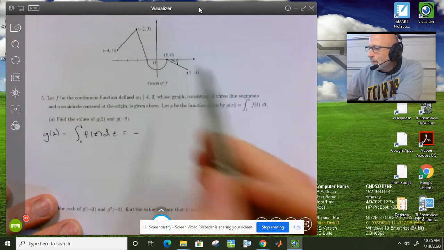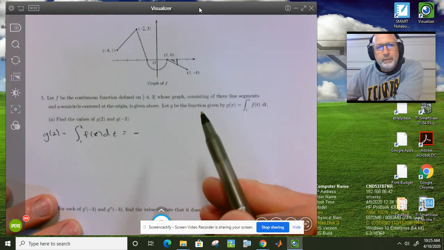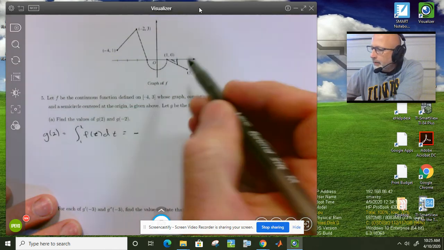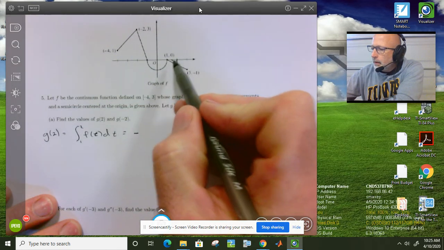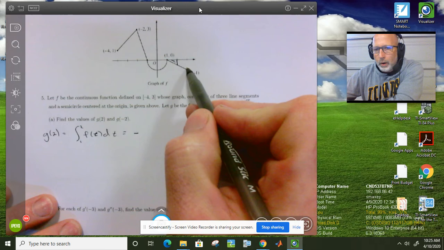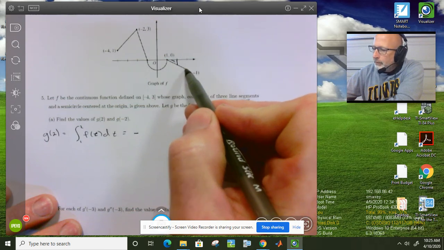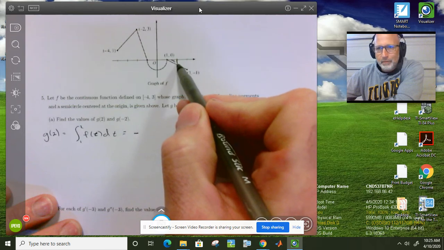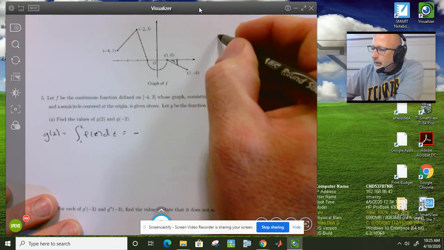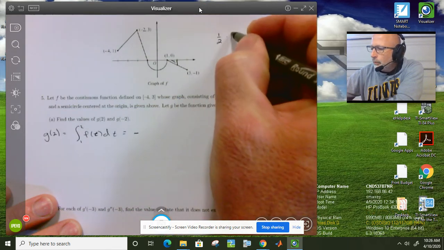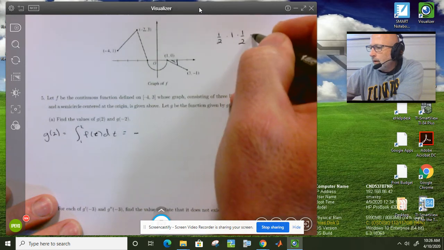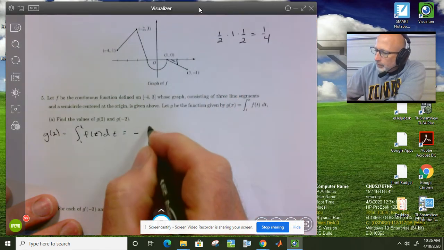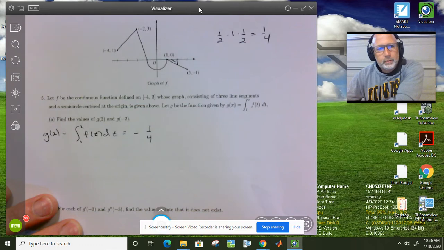Well, this is 1. Now, it is tricky because you have to figure out what the slope of this line is. If you notice, the line goes over 2 and down 1, so the slope is -1/2. So if it goes over 2 and down 1, it's going to go over 1 and down 1/2. So the area of this triangle is 1/2 the base, which is 1, times the height, which is 1/2. So I have 1/4. So this answer is going to be -1/4.